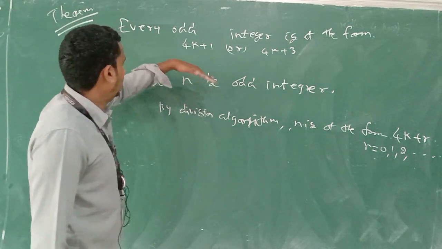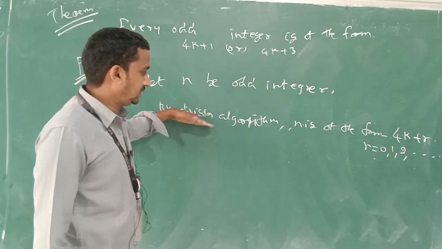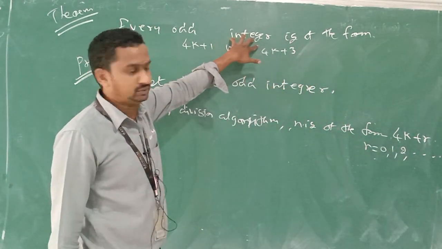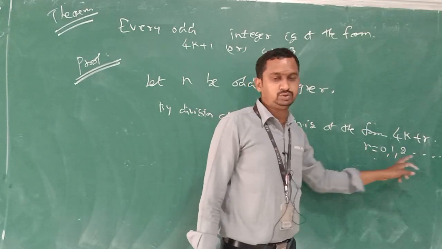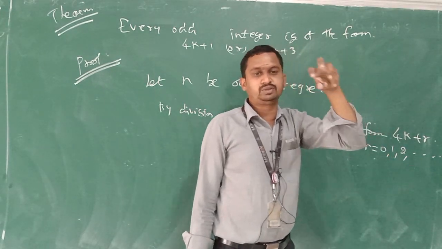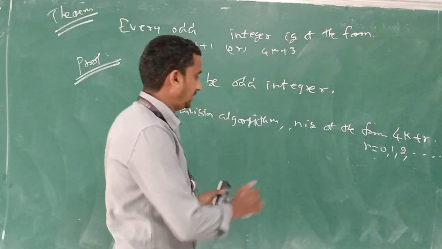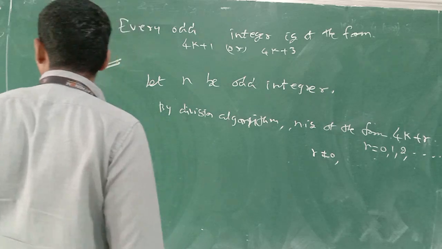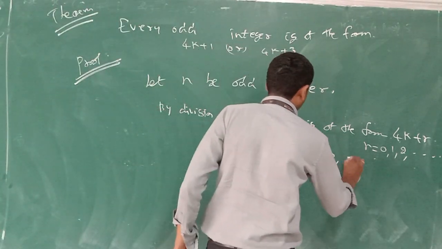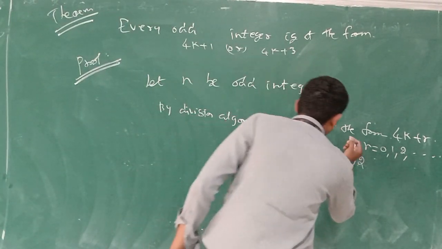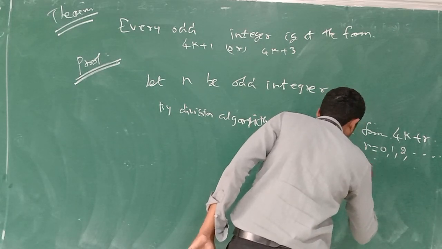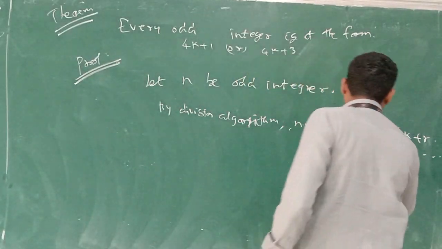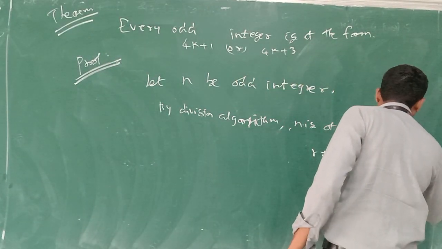Now see the statement. This is the division algorithm general statement, of the form 4k plus r, but we have to prove it for every odd integer only. For r, the values 0, 1, 2, 3, etc., you can write only the odd numbers. So based on the statement, here r not equal to 0, r not equal to 2, sorry, r equal to 2 is not an odd number.